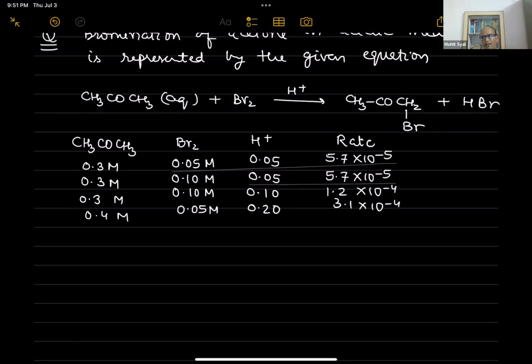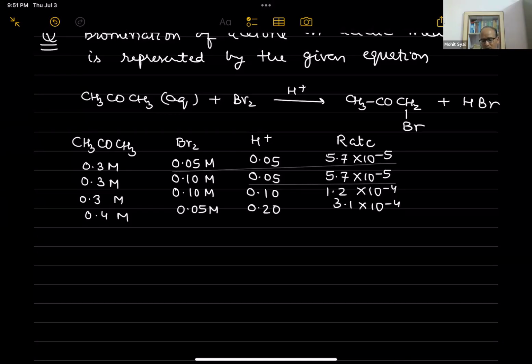You can find the overall order of the reaction. This is not the mechanism which is given to us. Initial rate method, as I told you, you carry out the same reaction with different concentrations. Got it? So when you carry it out with different concentrations, you measure the initial rates and you compare how the concentrations are affecting the overall rate of the reaction.